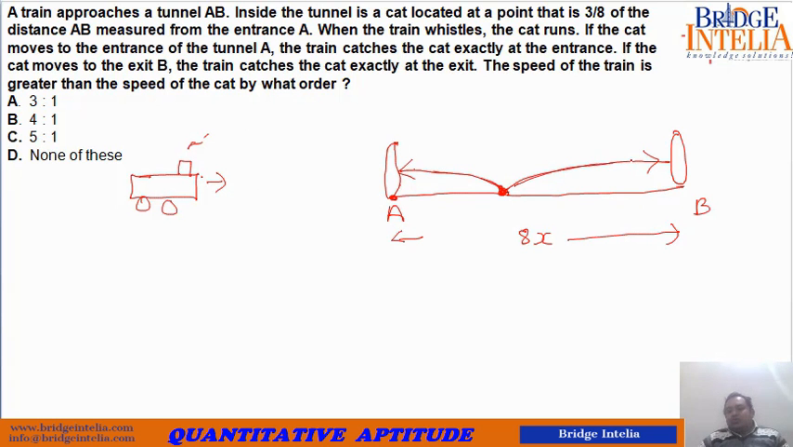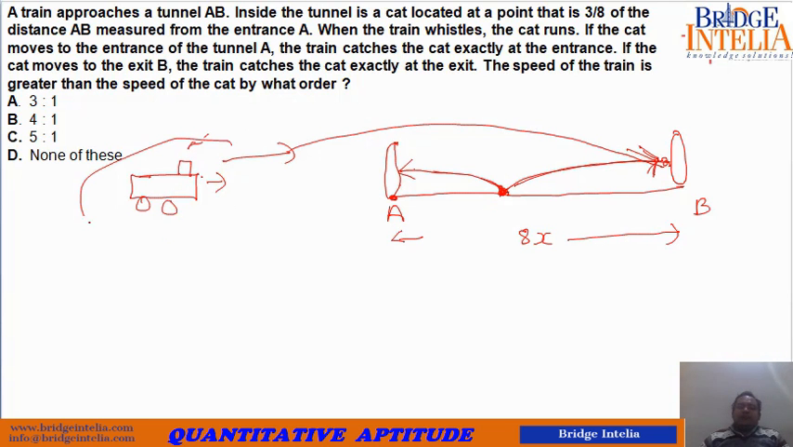If the cat chooses to go through the other door, if the cat chooses the other exit, what does this mean? It means the cat will also be moving in the same direction in which the train is moving. In that case, again coincidentally, both the train and the cat will meet exactly at the exit. So the question is, if the speed of the train is more than the speed of the cat, then you have to find how many times greater the speed of the train is than the speed of the cat. This is the question. So let's draw a proper diagram.